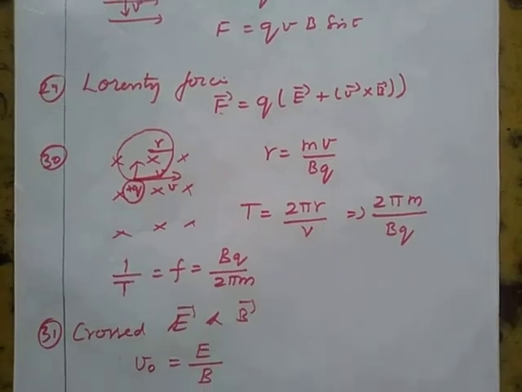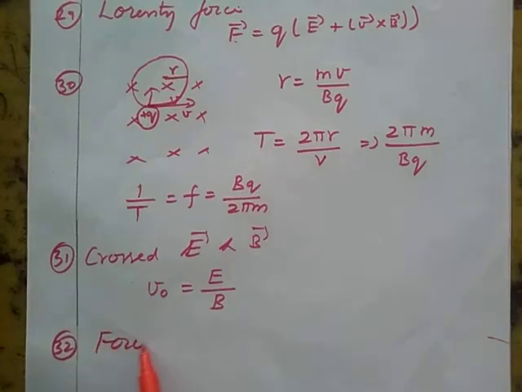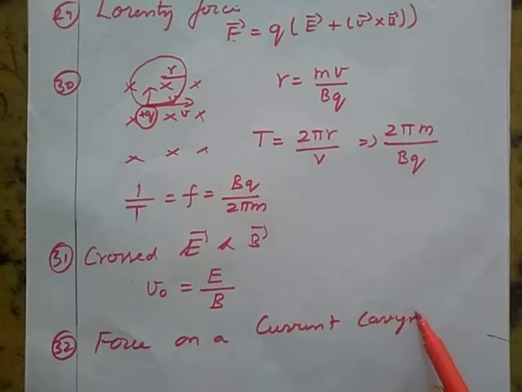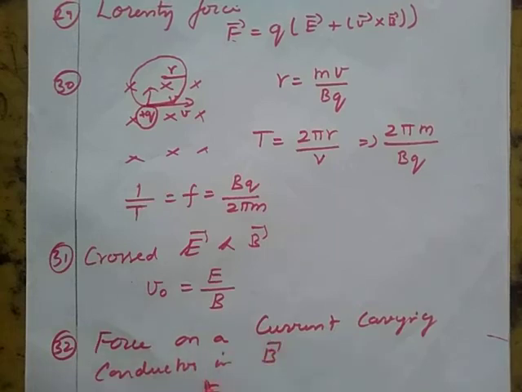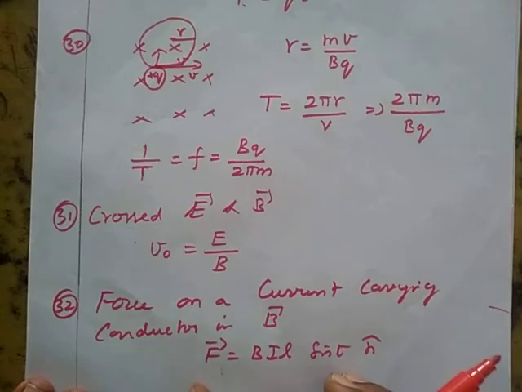Then by using this Lorentz force, we found the force on a current carrying conductor placed in a magnetic field. That is, F vector is equal to B I l sin theta n cap. Using this expression, we can find the force on the current carrying conductor placed in a magnetic field.